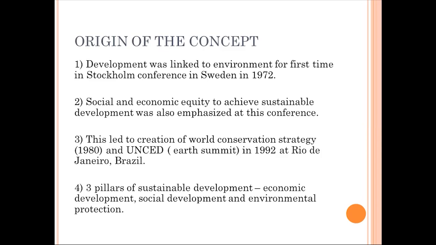You see, there are three pillars of sustainable development. Sustainable development means there has to be economic development. Country has to progress economically. There has to be social development. Its people also have to be benefited from the advancement that has taken place. But at the same time, environment should be protected.